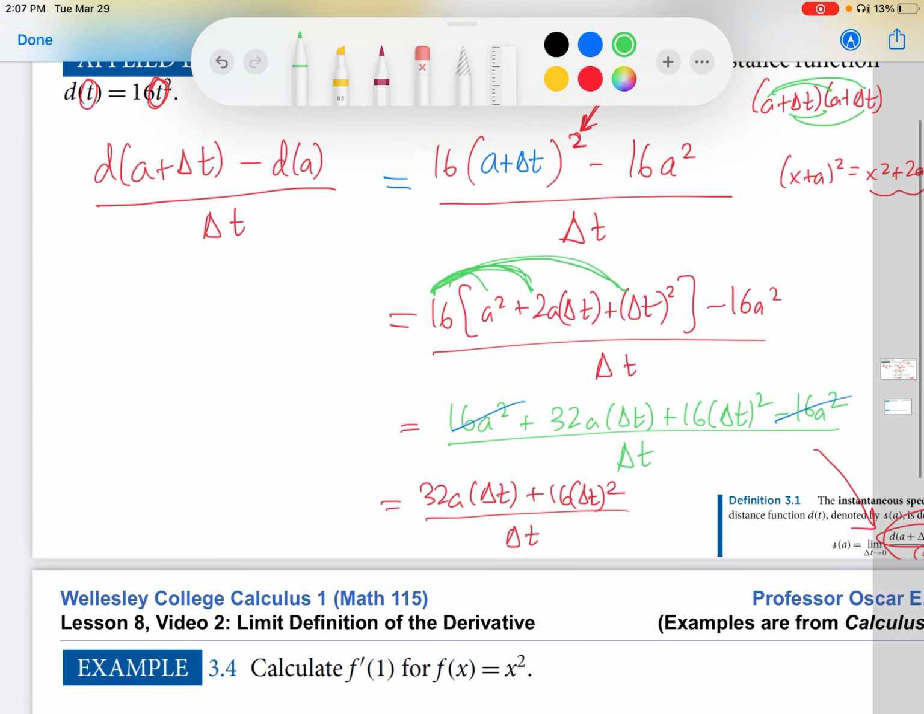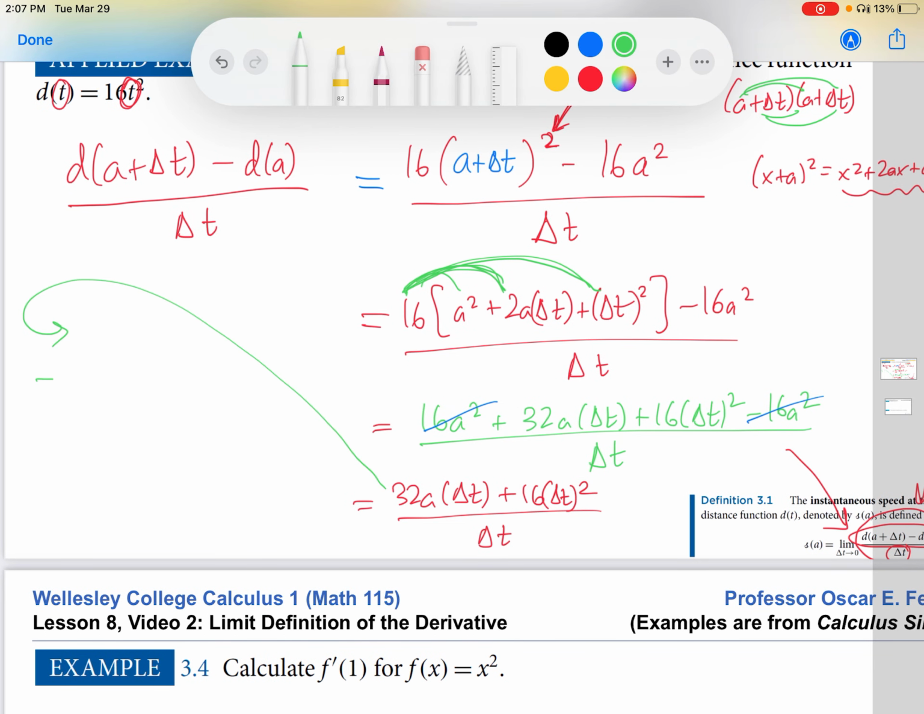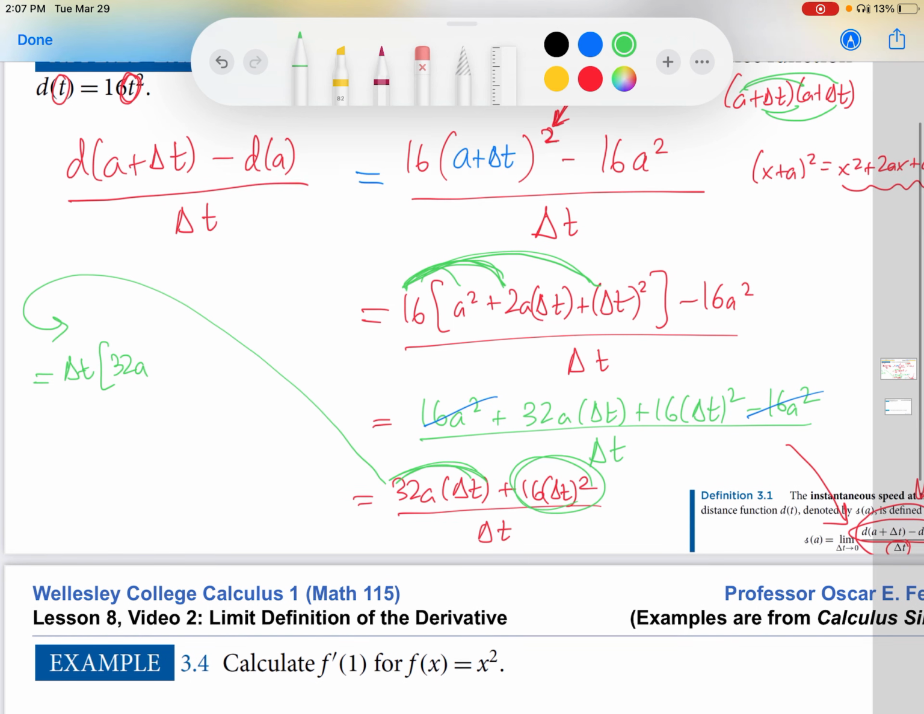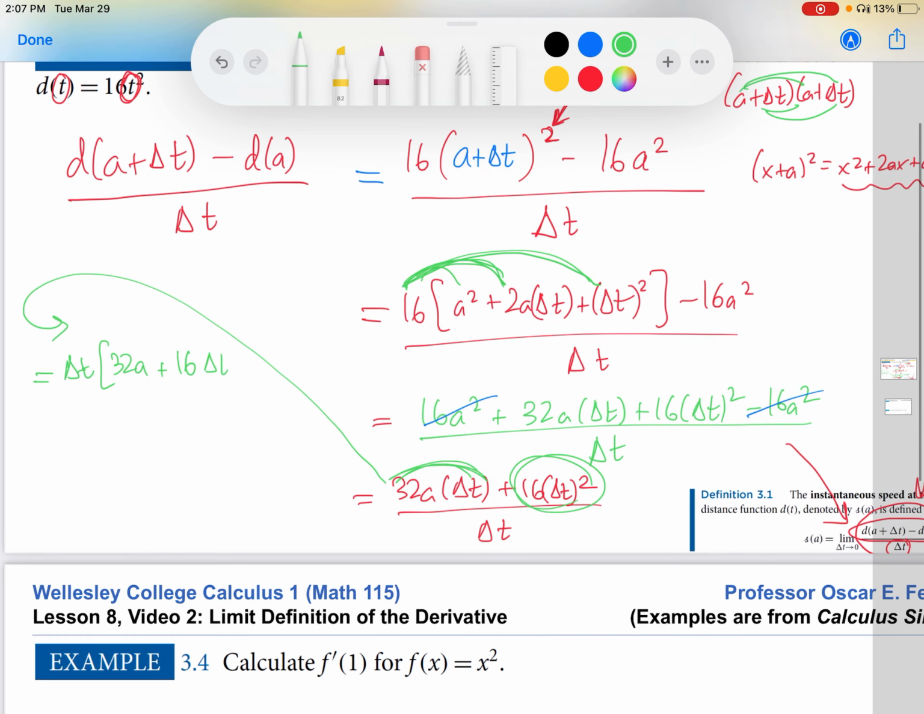So let's see where we can move it. Let's move it over here. Factor a delta t from the numerator. What am I left with? Factoring delta t out of here leaves me with 32a. Factoring it out of here leaves me with 16 times delta t divided by delta t. Okay, so here I can then cancel my delta t's.